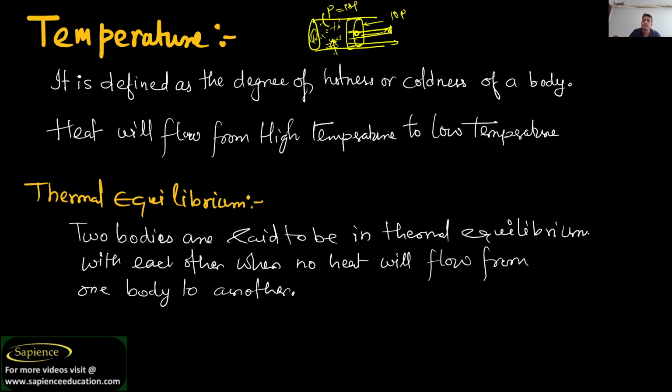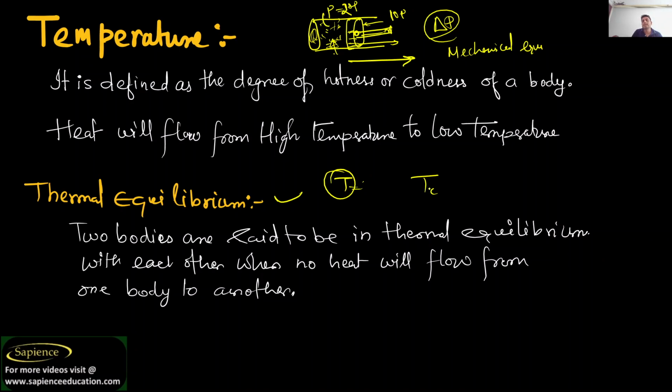If there is a pressure difference, if the inside pressure is 20 pascal and outside is 10 pascal, the piston will move outward, and the reverse will be the same. So there is a pressure difference. Got it? I hope you have understood. So this is your mechanical equilibrium. Similarly, if we talk about thermal equilibrium, the temperature will remain the same, both here and here. So there will be no transfer of heat at all. Got it?